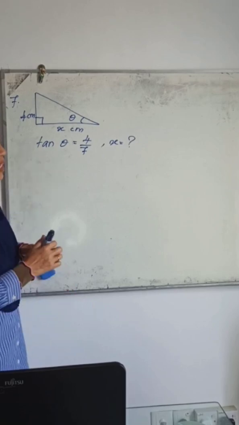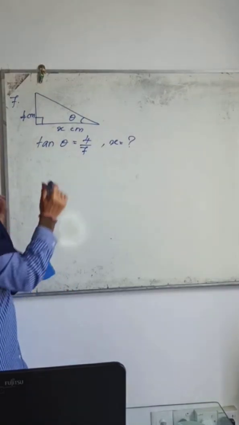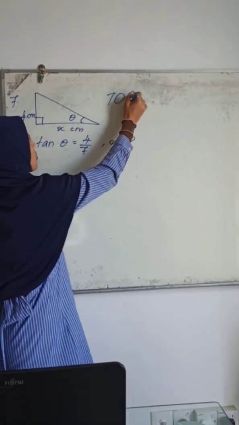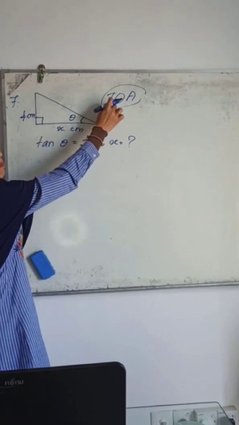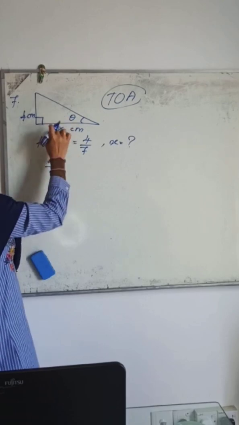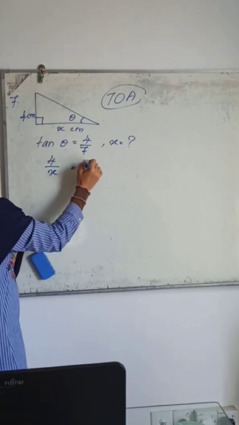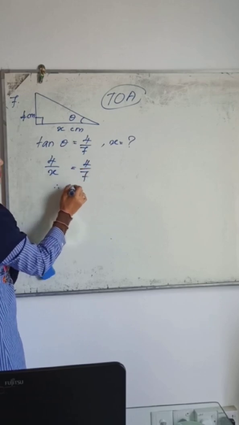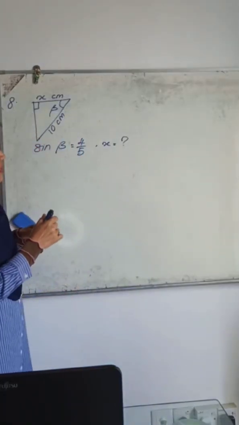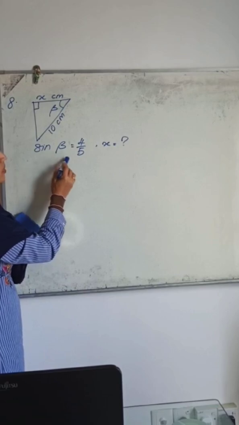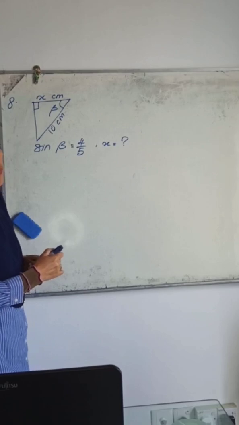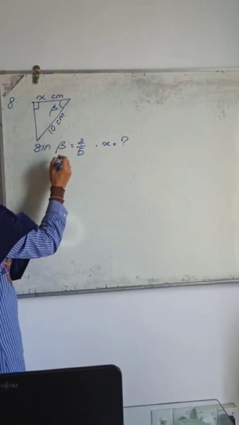Question number 7. Given this diagram and tangent theta is equal to 4 over 7. Tangent theta is opposite per adjacent. So opposite 4 per adjacent x equals 4 per 7. Therefore x is equal to 7. Very easy. Let's discuss question number 8. Given this diagram and sine beta is equal to 4 per 5. The question asks to find the value of x. So sine beta, sine.